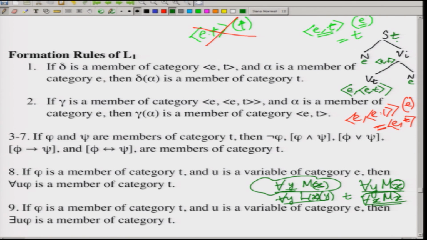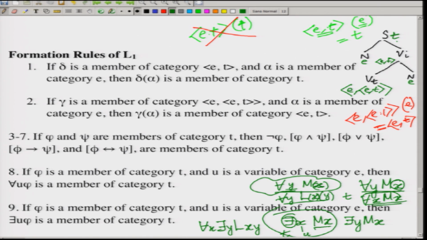And similarly we can construct ∃x M(x), or ∃y M(x), or ∀x ∃y L(x,y). All these are formulas in our language. So all these would belong to T. So that is what they are saying. M(x) belongs to T, x belongs to the set of variables, and this is a quantifier which is just introduced. If that is the case, then the whole thing will belong to the same type, that is T.